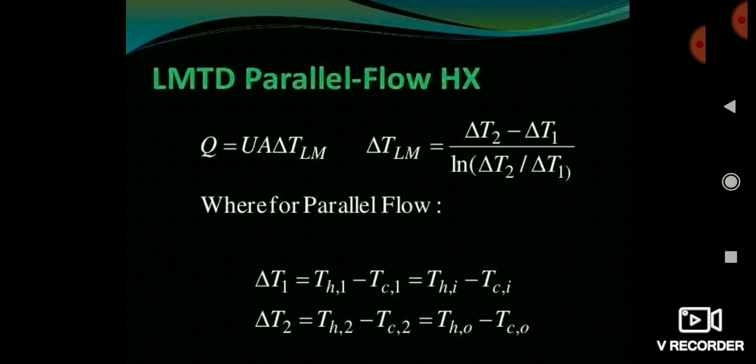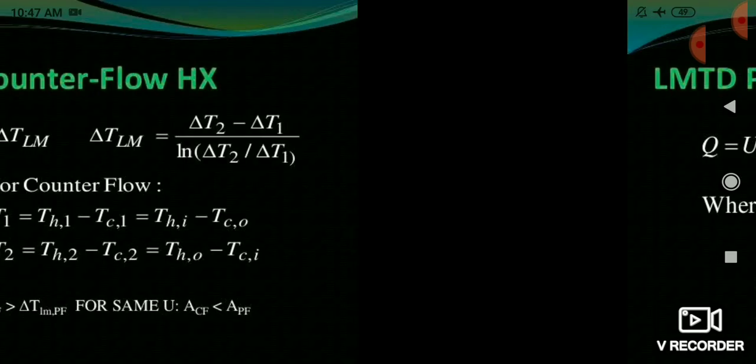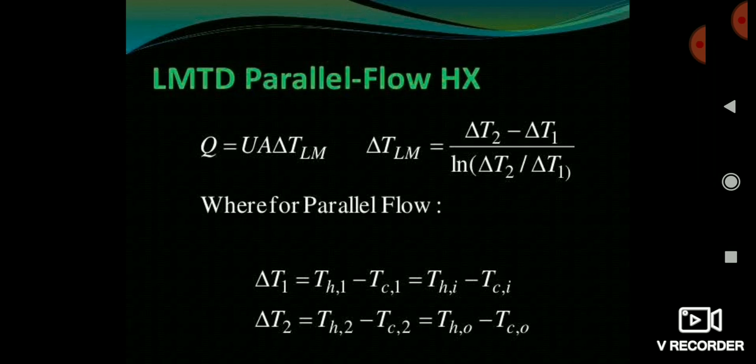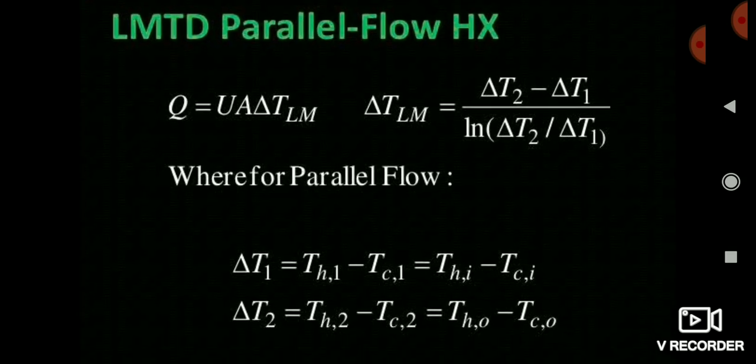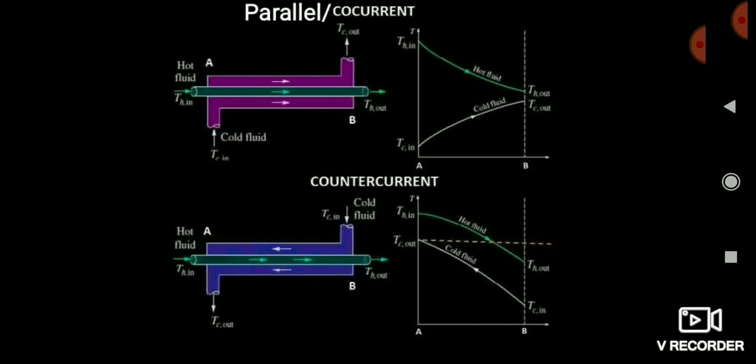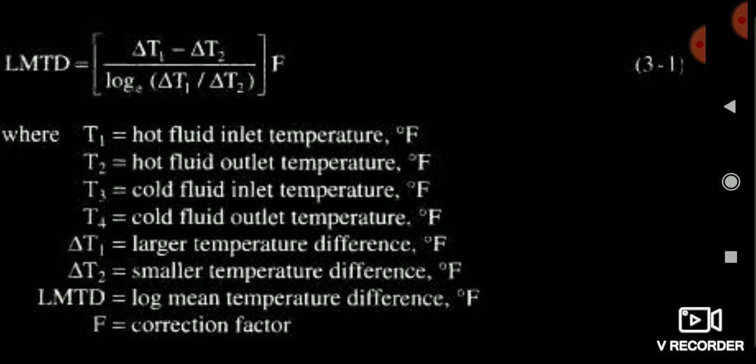It is also written for parallel flow heat exchanger, you can see the formula is same for both the parallel flow and counter flow. Friends, for both these types of flows the formula is same, only you have to be master in calculating the delta T1 and delta T2 value. Friends, you see here that delta T1 is written as THI minus TCI, meaning inlet temperature of both hot and cold fluid. You see here in the photo also I have told you the inlet temperature of both.